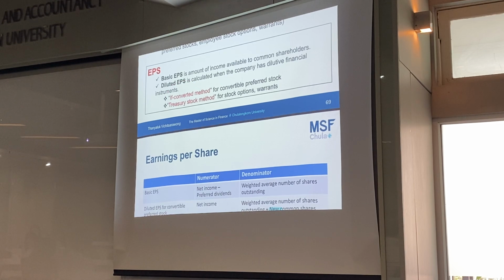Who knows what the if-converted method is? Can you explain it to me? Just explain in words. You don't have to do the calculation. It's just the concept of the if-converted method.